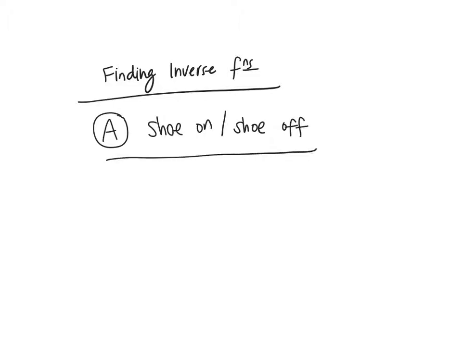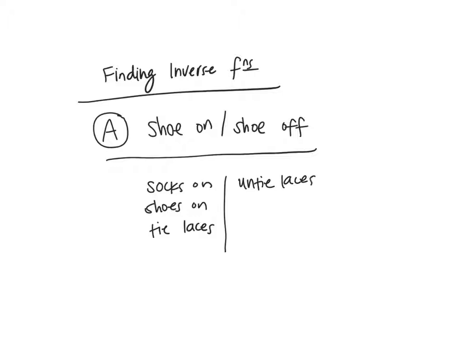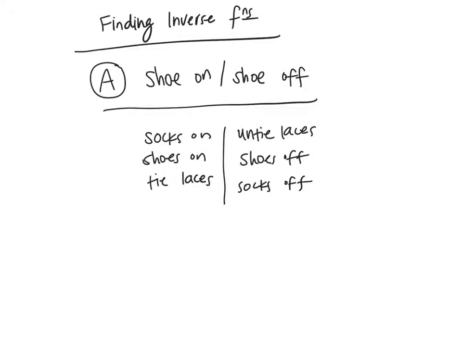So let's think about it. You are leaving your house. So you put your socks on, then you put your shoes on, and then you tie the laces. You go outside and you come back home. What do you do? You untie your shoelaces, you take your shoes off, and then you take your socks off. Notice we had to undo our actions, but in reverse order. So when you use a shoe-on, shoe-off method to find the inverse functions, you perform inverse operations in reverse order.